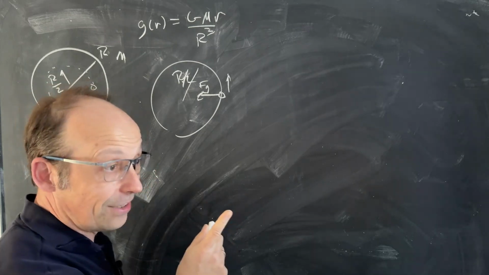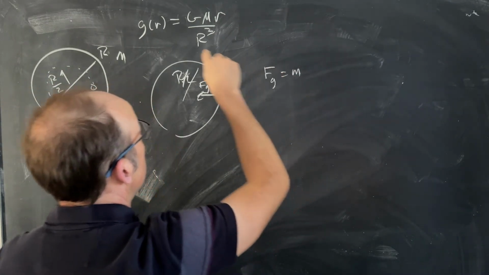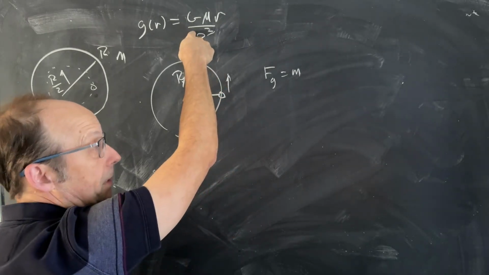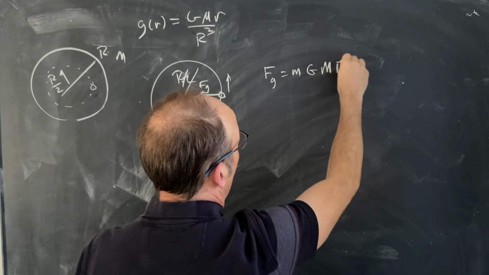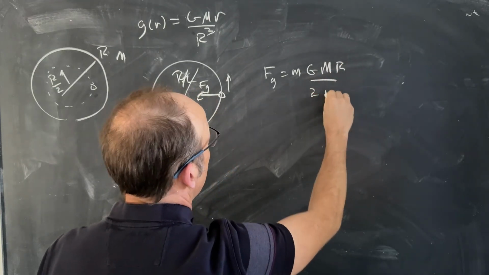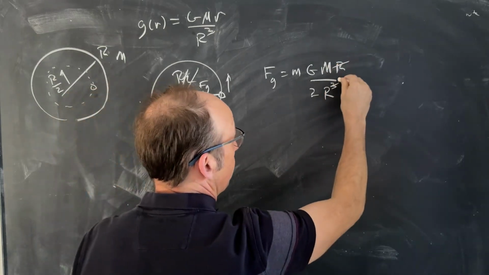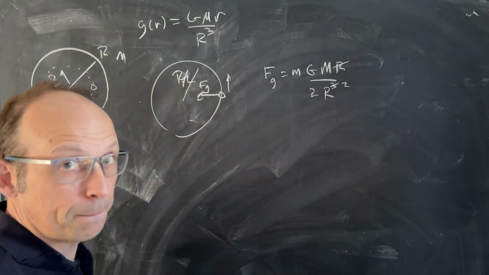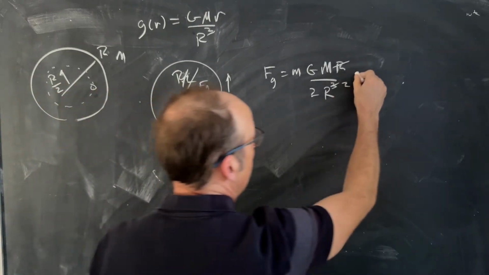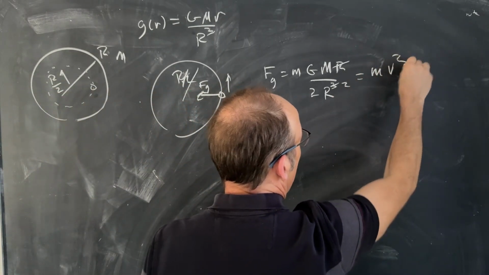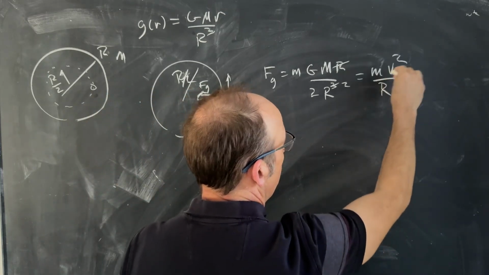So the first thing I can do is calculate Fg, right? The gravitational force is going to be the mass times this at r over 2. So it's going to be g m r over 2 times R cubed. And you'll see that cancels, but I have a 2. So it's half the gravitational force. And that's going to be equal to mv squared over r. But again, we have r over 2.